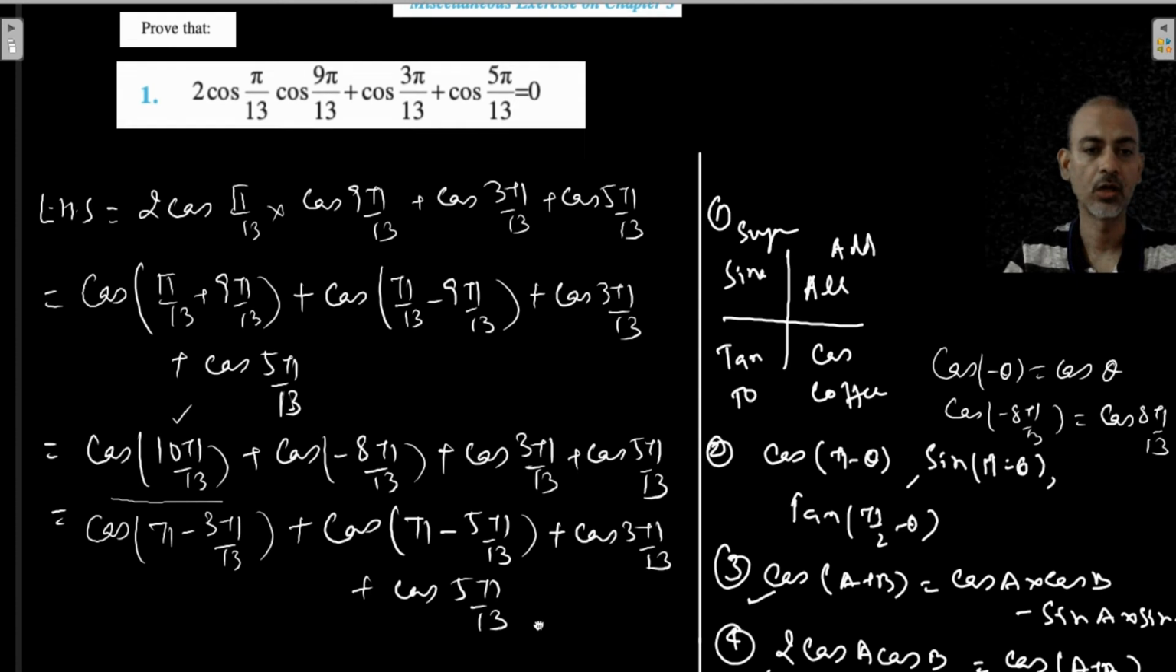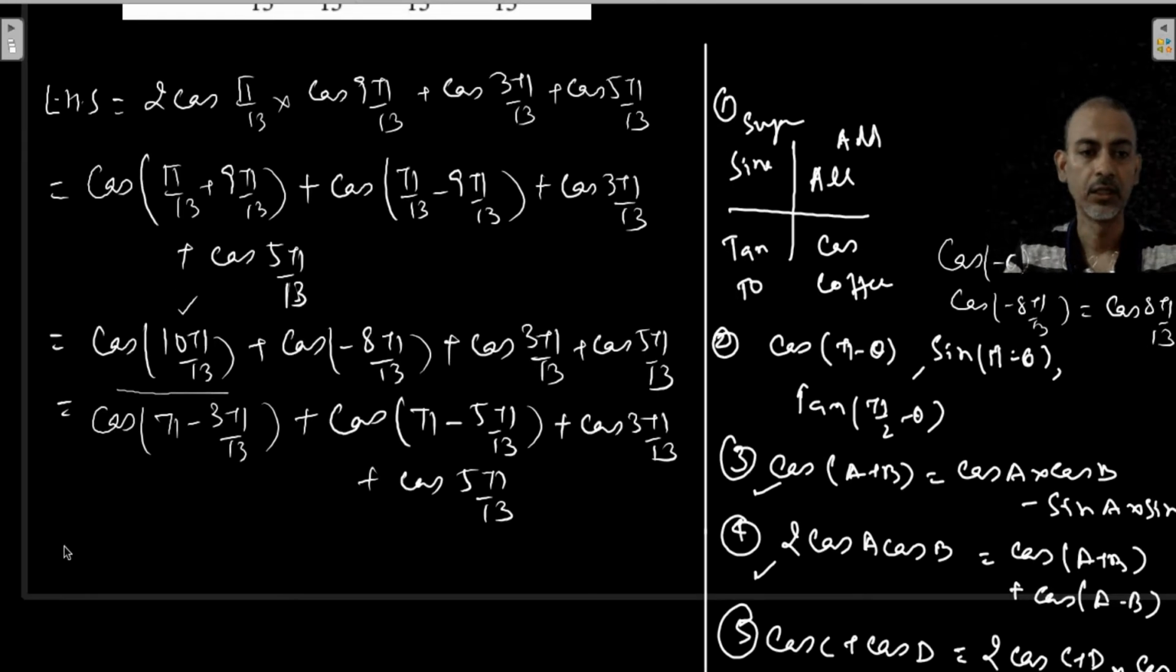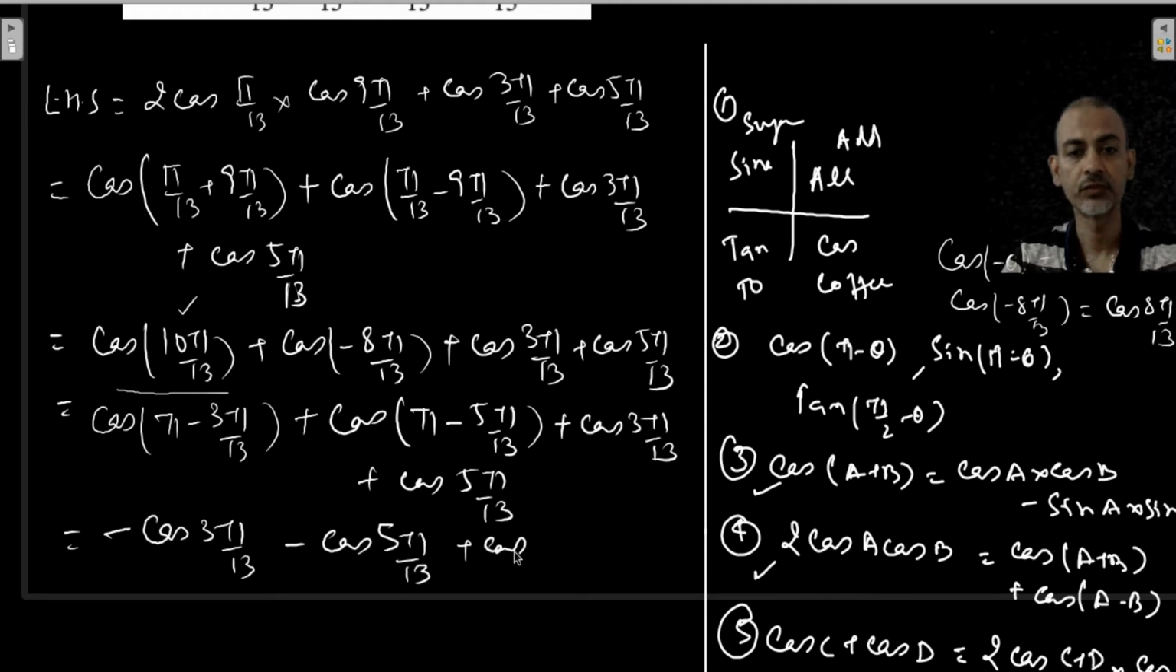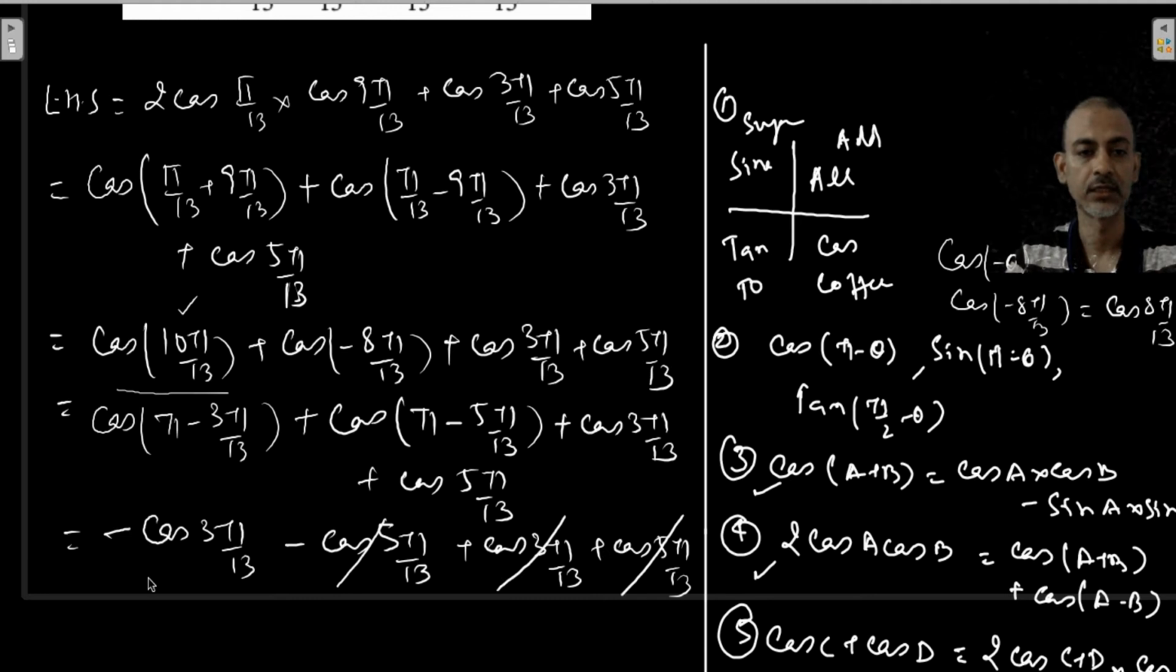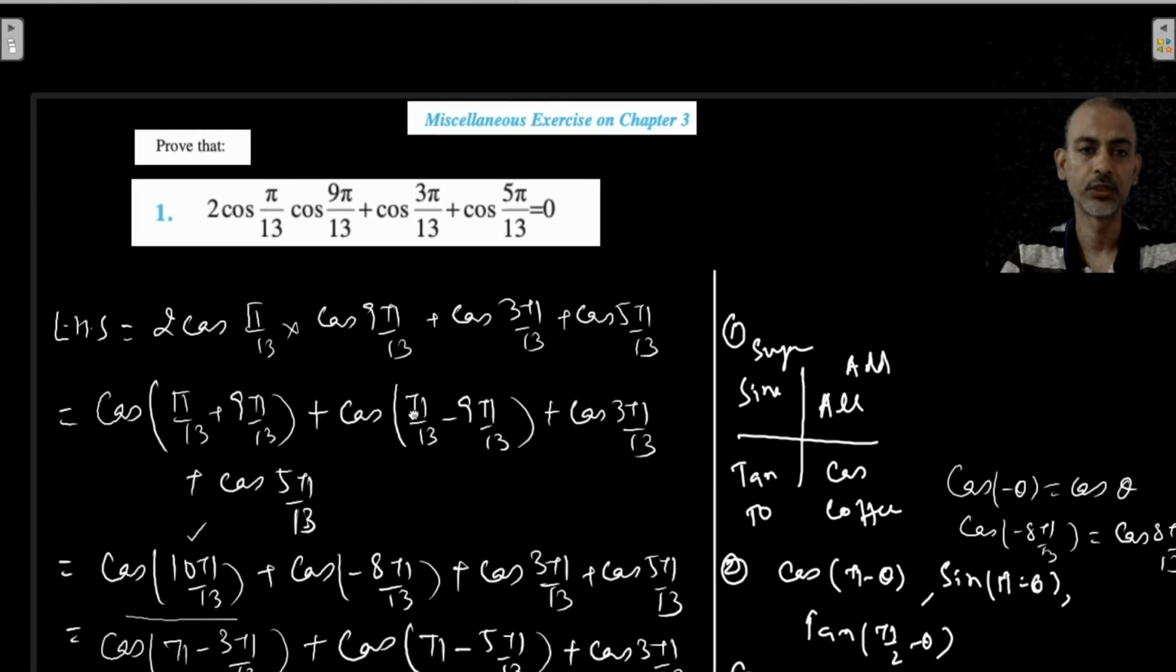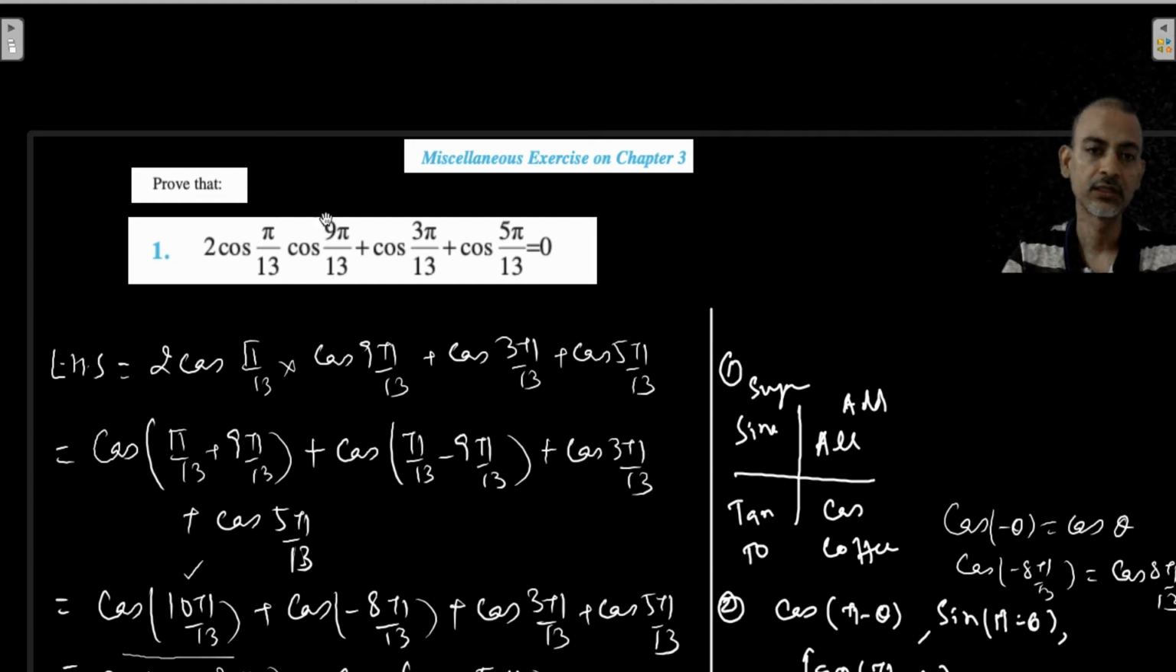Now look at this cos pi minus 3 pi by 13. Now we know that cos of pi minus theta is minus of cos theta, so we'll write minus of cos of 3 pi by 13. Similarly, cos of pi minus theta is minus of cos theta, so I'll write minus cos of 5 pi by 13, plus cos of 3 pi by 13 plus cos of 5 pi by 13. Alright, so this one gets cancelled out, this one gets cancelled out, and we will be left with 0, and this is what the RHS is.